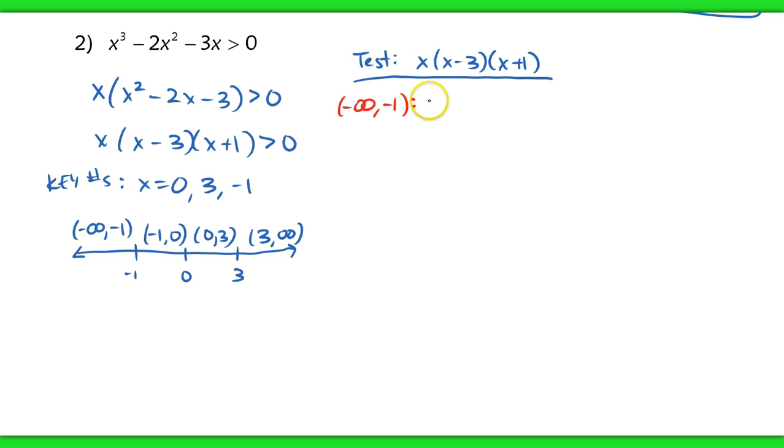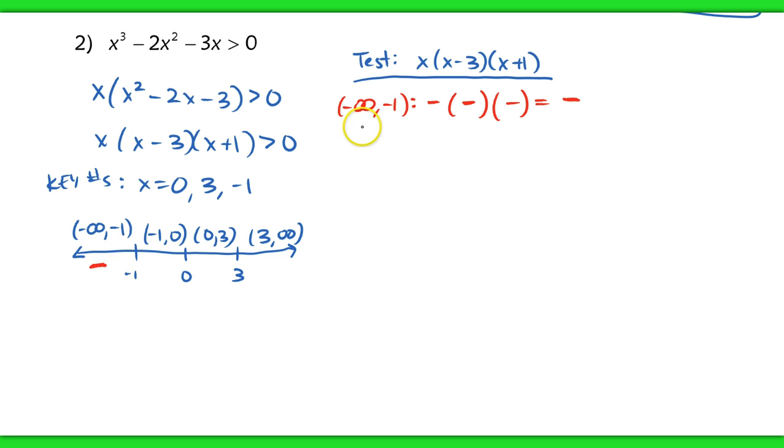So if I plug this in, I still get a negative. I plug it in here, I get a negative again. Plug it in here, and I get a negative again. So overall, I have a negative here. So from this interval, from negative infinity to negative 1, we result in the negative.